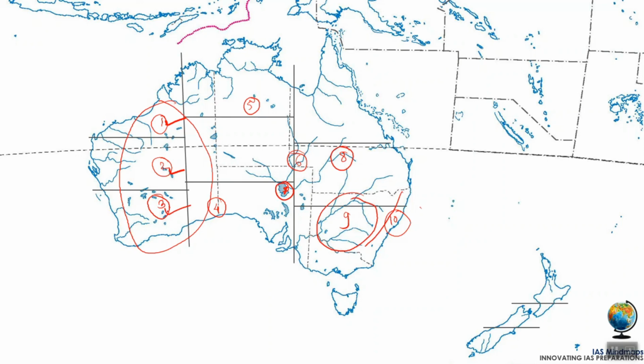And the Great Victoria Desert is the largest desert of Australia. The Nullarbor Plains are located in the southern region of Australia. The Tanami Desert is the northernmost desert of Australia.